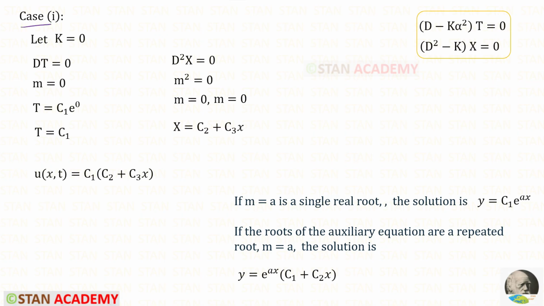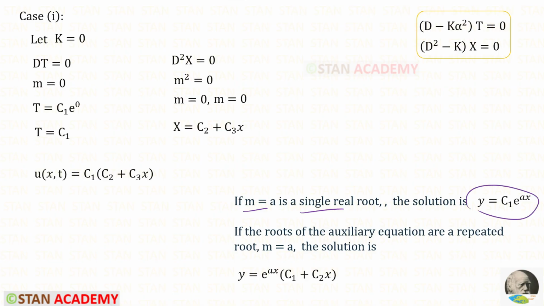Let us see the first case in which k will be 0. First, let us take this one. Instead of k, we have to apply 0, so that we will get this. By forming an auxiliary equation, we have to solve this for T. In the auxiliary equation, for D it will be m, so m will be 0. Let us see the formula. If m = a is a single real root, this is the solution.